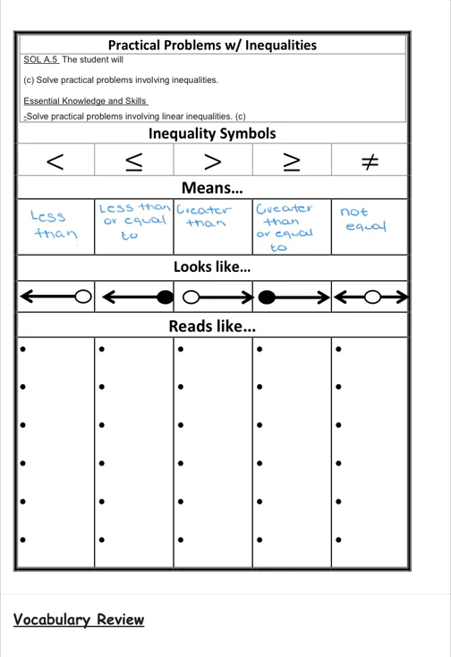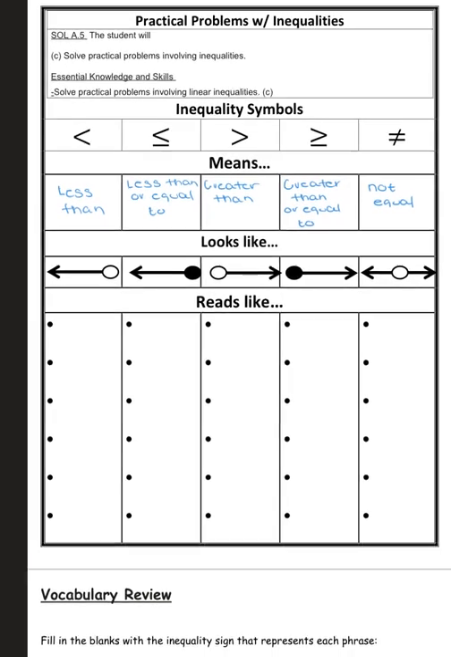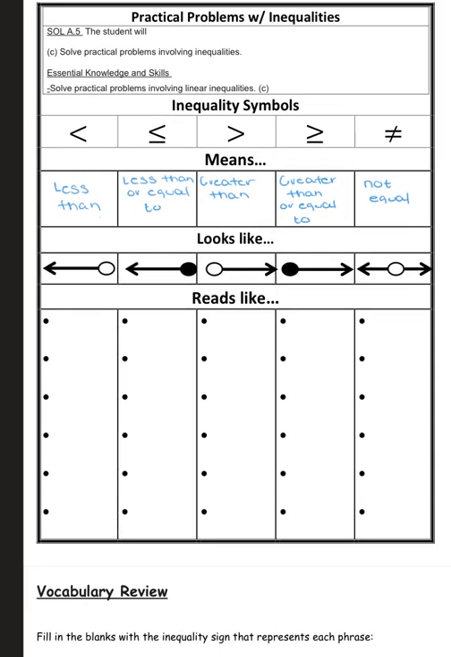All right, so let's take a look at what it reads like. So we've dealt with what it looks like on the number line, but let's look at translating it into words. Okay, so let's look at less than, some words that go along with less than. So we have fewer, under, below. All right, just to name a few words that we use.